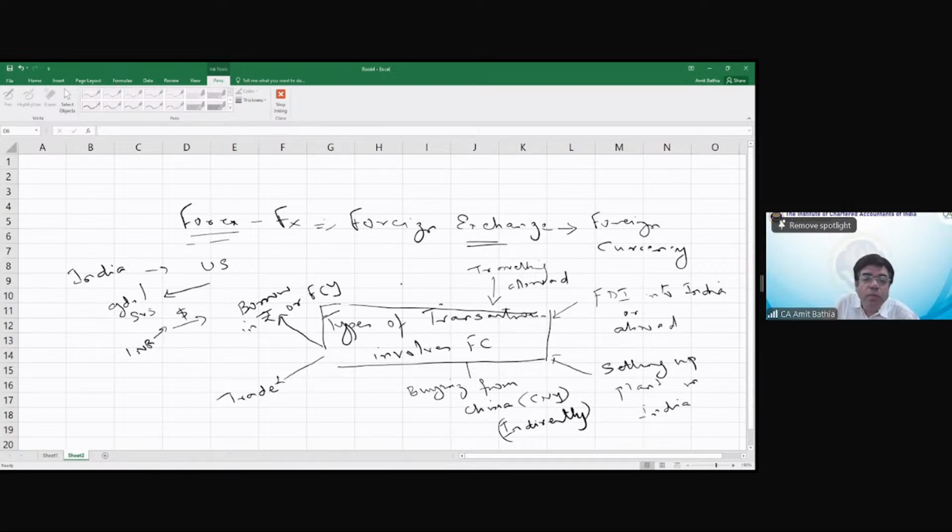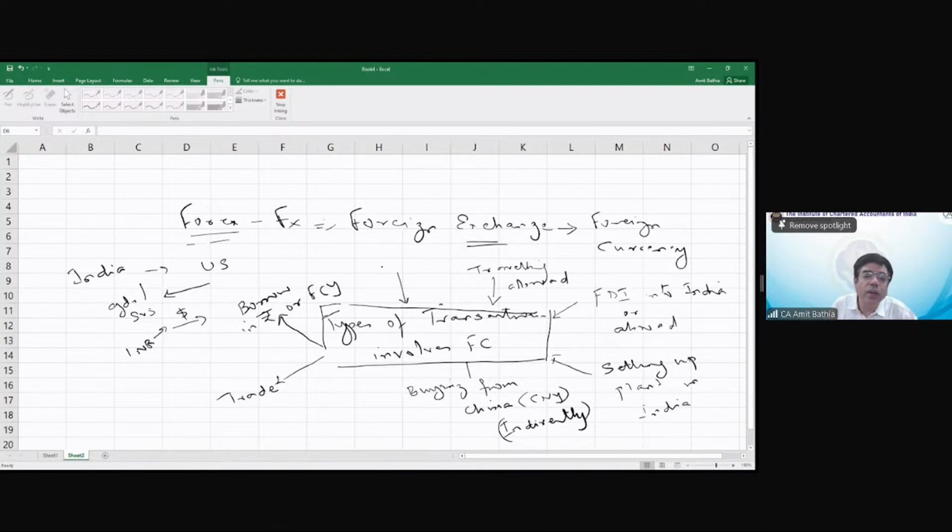Now, another important element is that every time, for all these purposes, borrowing, traveling abroad, trade, buying from some other country where direct quotations are not available, setting up a plant, I need foreign currency. If I already know in advance that I would need foreign currency maybe 1 or 2 months down the line, but I do not know whether the foreign exchange rate will remain stable or not, then in that case, I have a risk, right?